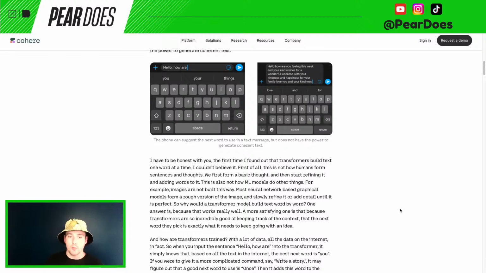So why should a transformer model build text word for word? If it's clear that humans don't work this way and other models don't work this way, why should transformer models be built word by word? One answer is because that works really well. A more satisfying one is that because transformers are so incredibly good at keeping track of the context, the next word they pick is exactly what it needs to keep going with an idea. And this may make sense, right? The first answer was it works really well, and that is true to a point. But the more in-depth answer is that they can maintain the context of what's going on while also deciphering from thousands of words which word they want to use.